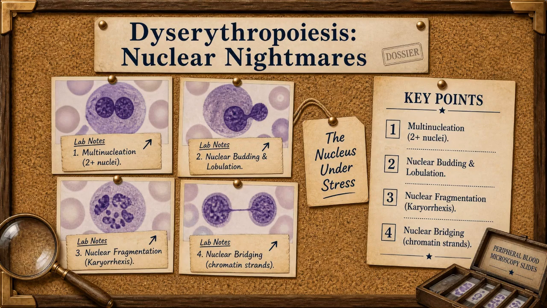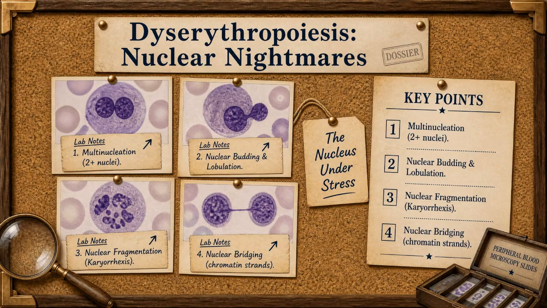Then we have nuclear budding. Imagine the nucleus trying to pinch off a piece of itself, forming small, irregular protrusions or outgrowths. These buds can sometimes detach and remain in the cytoplasm as Howell-Jolly bodies, which we discussed earlier. It's a sign of nuclear instability.